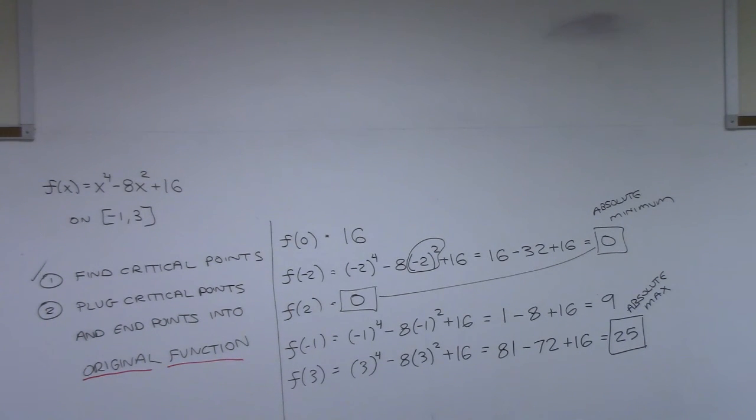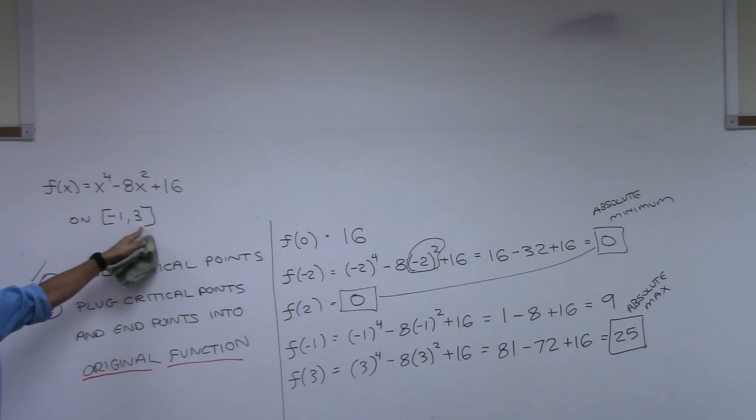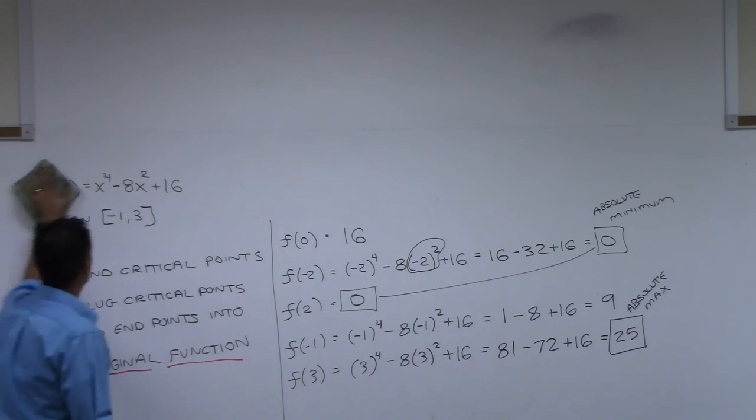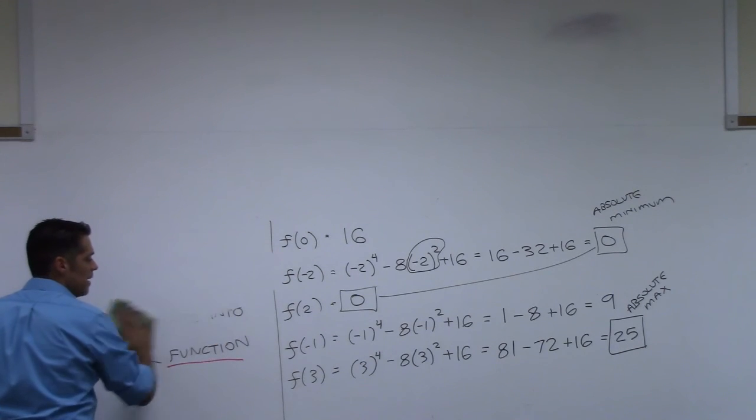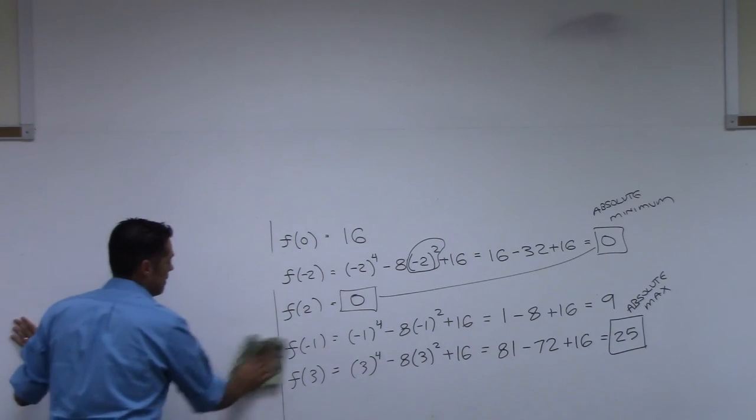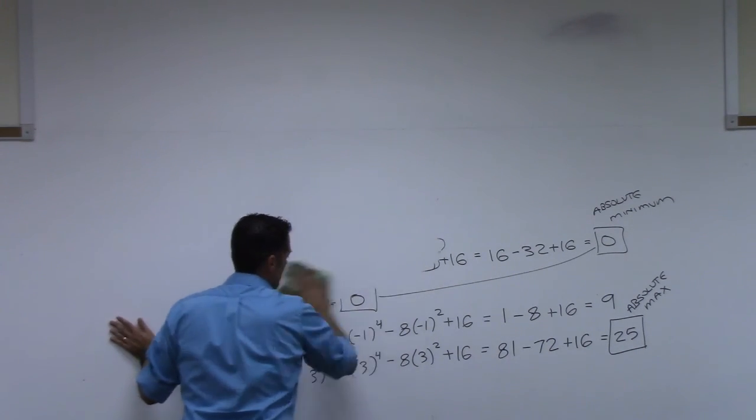Okay? That all right? So just to restate, our endpoints are always given to you in these problems. You don't have to find them. The only thing you have to find are the critical numbers, or the critical points.